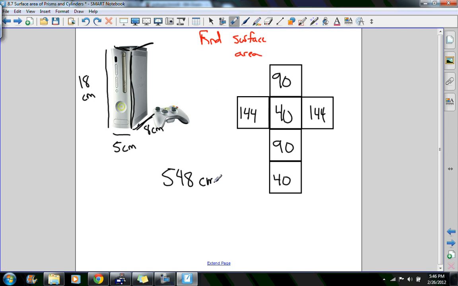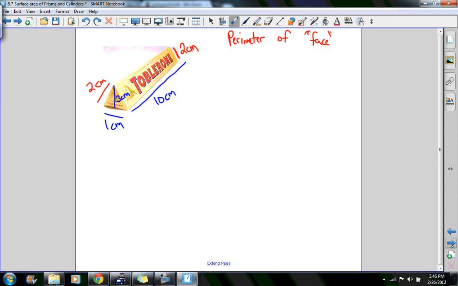And it's going to be centimeters squared because it's surface area. Okay, if you have questions, bring those to class tomorrow. We'll work through them. So now, here's where it gets a little bit trickier. To find the surface area of the Toblerone package, it's going to be a little bit different.